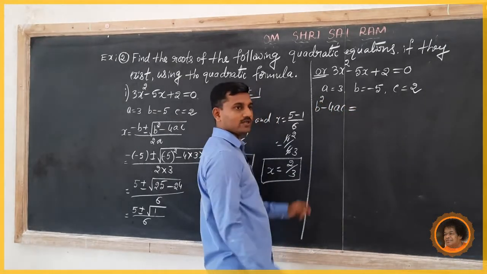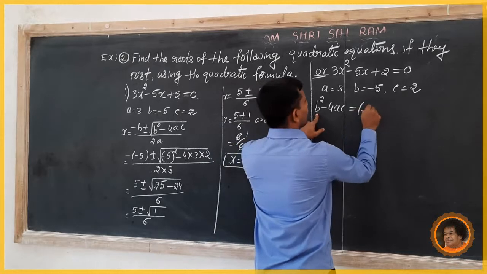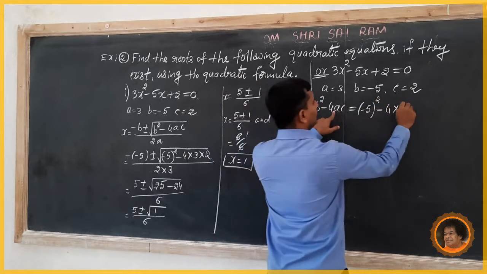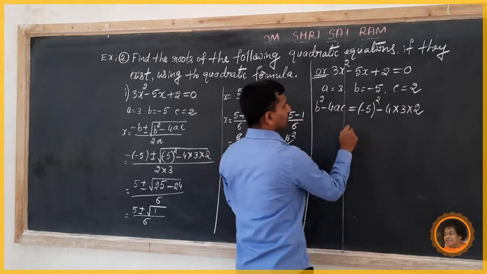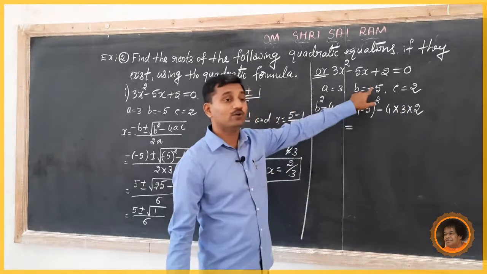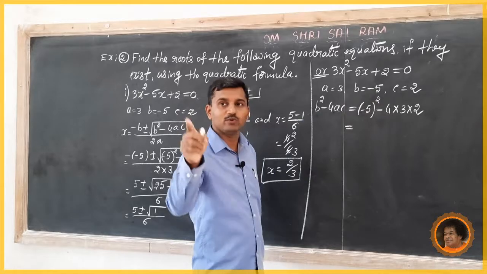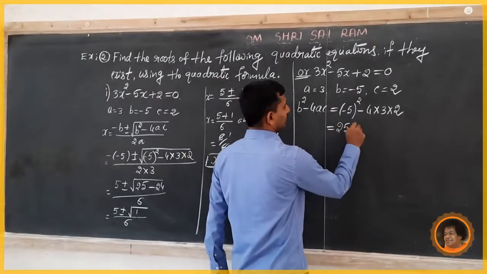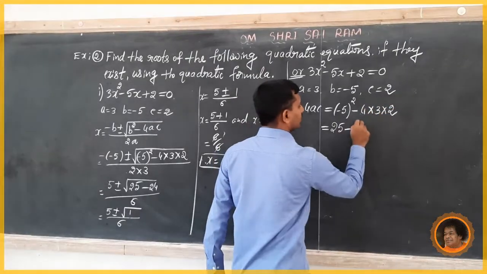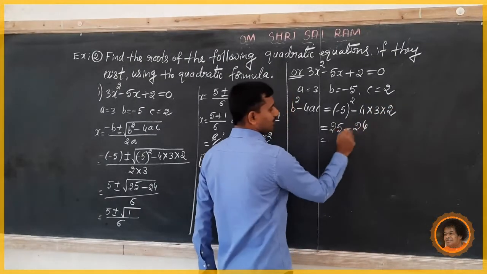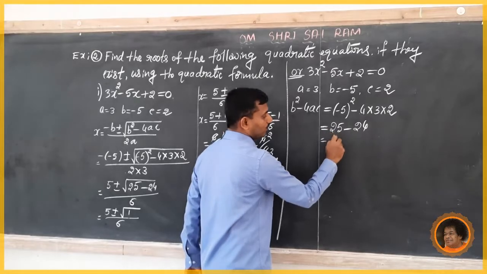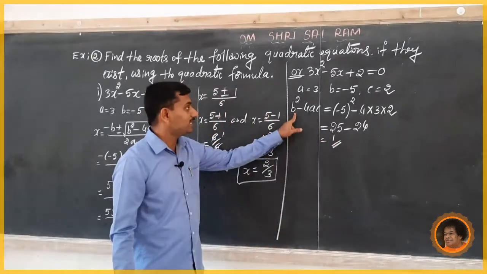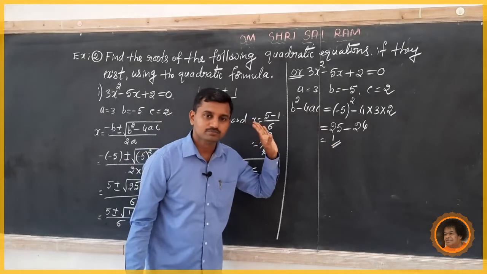Now substitute the values. b square, b value minus 5 whole square, minus 4 into a value 3, into c value 2, equal to. So minus 5 whole square, what is the meaning? Minus 5 into minus 5, that is 25, minus 4 into 3, 12, 12 into 2, 24. What is the value? 25 minus 24 equal to 1. So this is the value of b square minus 4ac. So b square minus 4ac is 1.